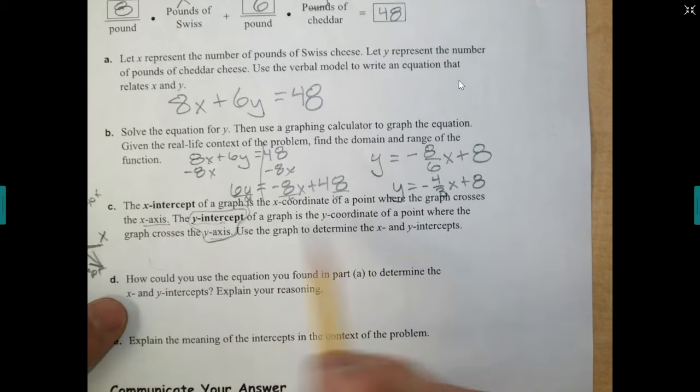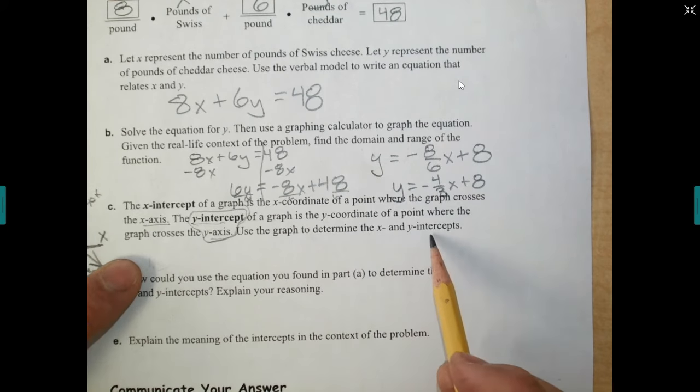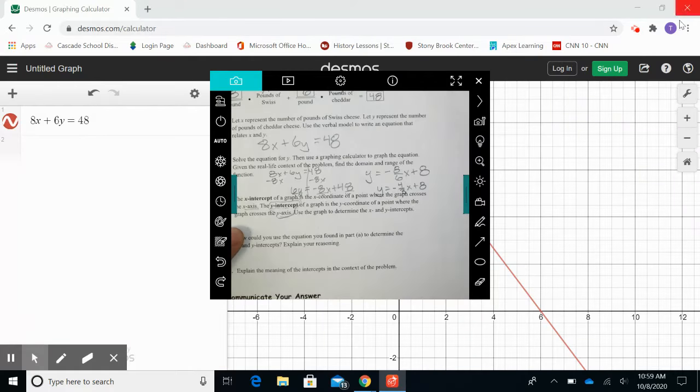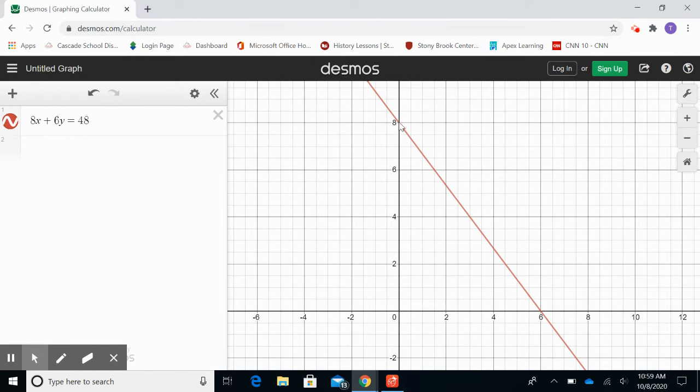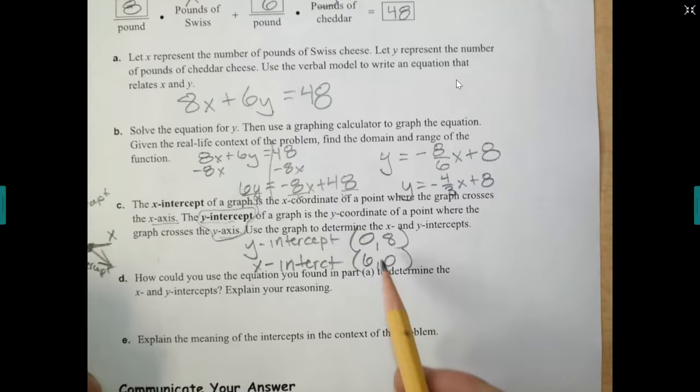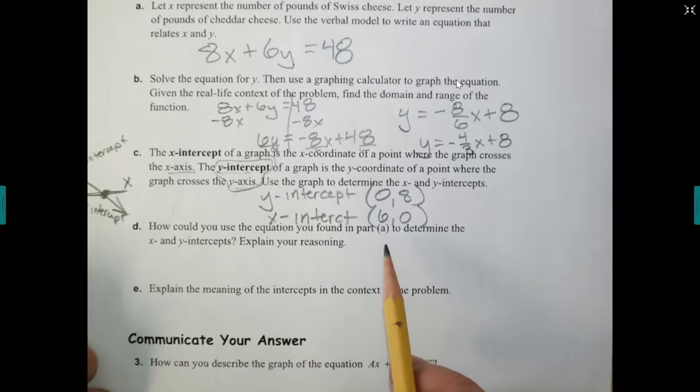All right, so use the graph to determine the x and y intercepts. So if I go back, we graphed it out on the Desmos calculator. Here is my y-intercept. The y-intercept is 0, 8. My y-intercept is 8, so my x value has to be 0. So there's my y-intercept at 0, 8. It says right there. And then I go down here and I find out where it crosses the x-axis. And it crosses the x-axis at 6, 0. So I wrote those down. The y-intercept crosses at 0, 8. My x-intercept crosses at 6, 0. And I saw that on the Desmos calculator.